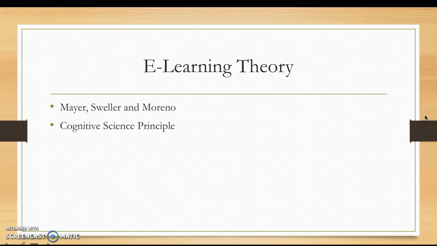Next, we'll talk about the e-learning theory briefly. The e-learning theory has a lot of parts to it, and the contributors are Mayer, Sweller, and Moreno. Cognitive science plays a key role in this, and this theory is a cognitive science principle that describes how electronic educational technology can be used and designed to promote learning. There are various principles within this theory that include, but are not limited to, modality, coherence, segmentation, and signaling.